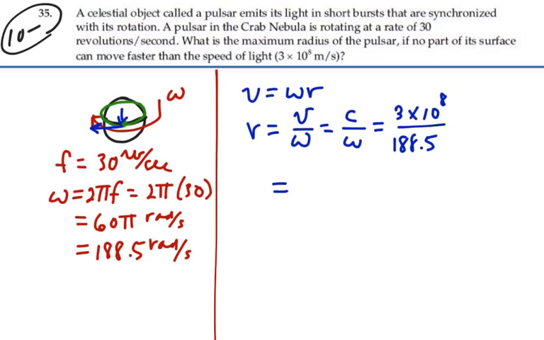That is 1.59 times 10 to the 6 meters will be the radius, the maximum possible radius of the pulsar. Otherwise the speed would be too fast. Well, that happens to be less than 1/3 the size of the Earth.